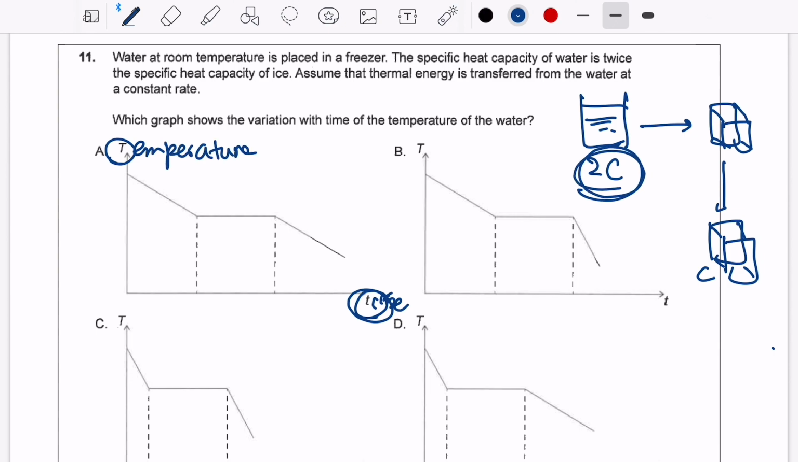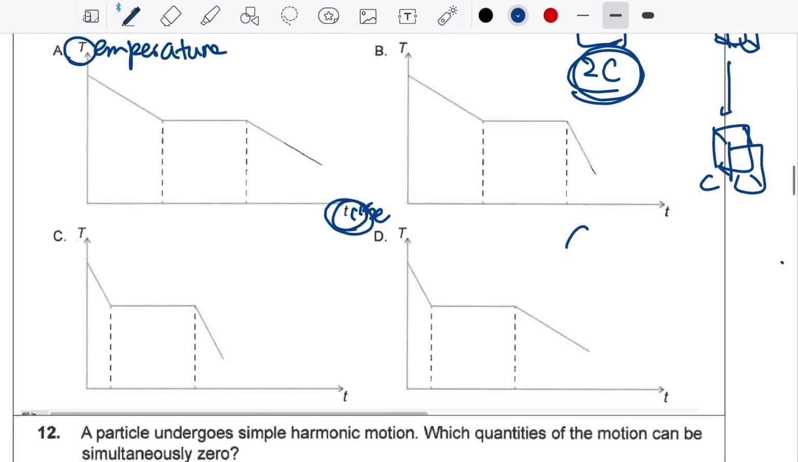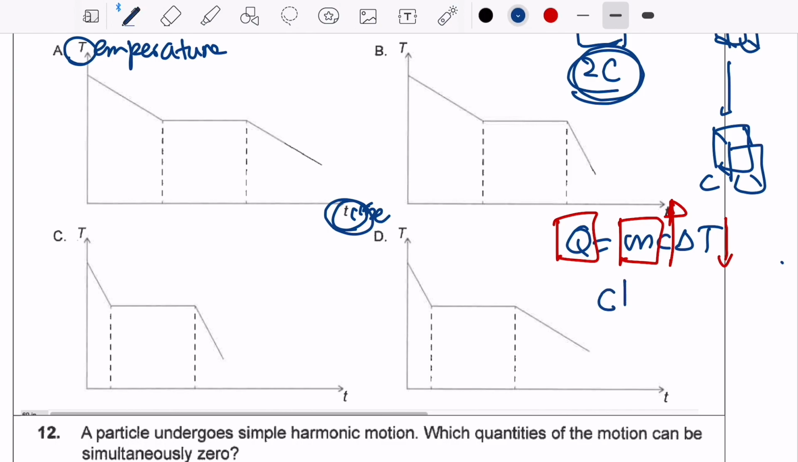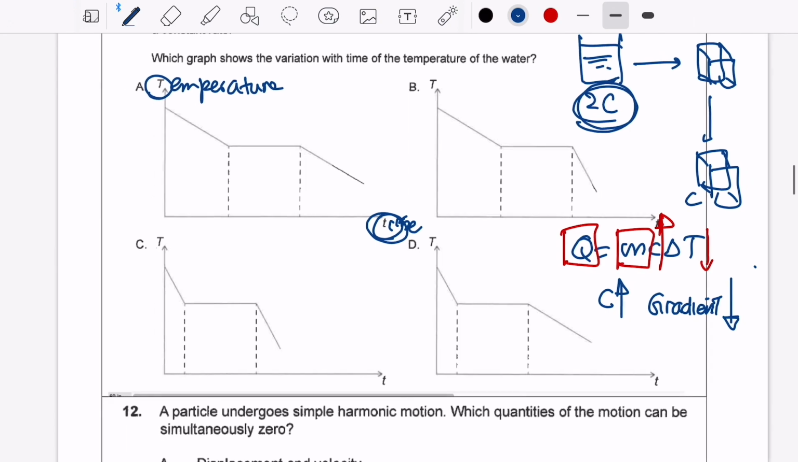How is specific heat capacity represented on this graph? We know Q equals mc delta T, right? So for the same amount of heat and the same mass, if the specific heat capacity is large, the temperature difference will be smaller. So higher specific heat capacity means a smaller gradient on this graph. Gradient represents how fast temperature changes. The temperature will not change much if the specific heat capacity is larger, right?